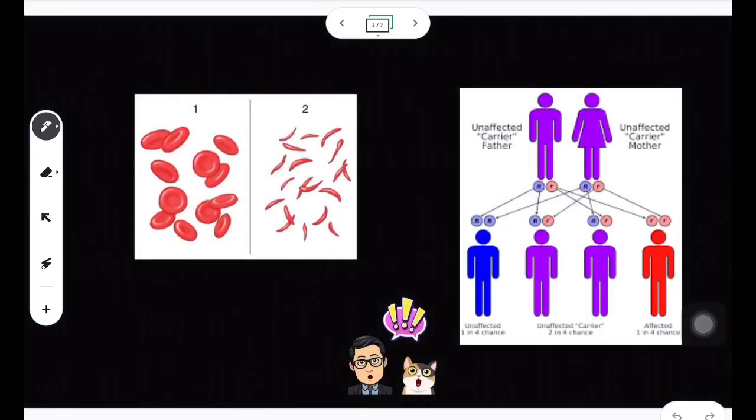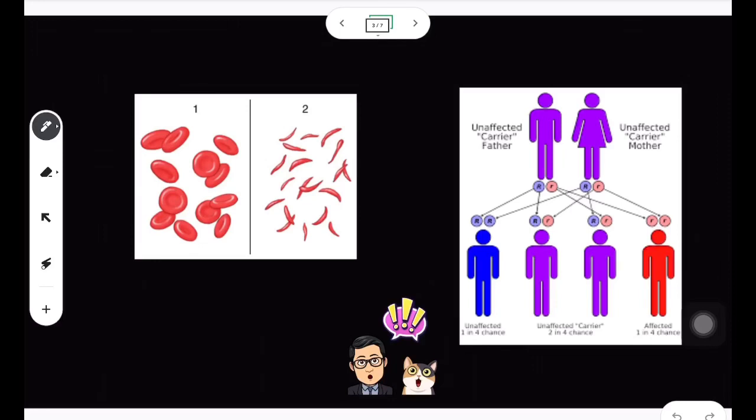Let's talk about sickle cell anemia. Sickle cell anemia is caused by the mutation in a gene that codes for hemoglobin. The abnormal base sequence of the hemoglobin gene causes sickle cell-shaped red blood cells.